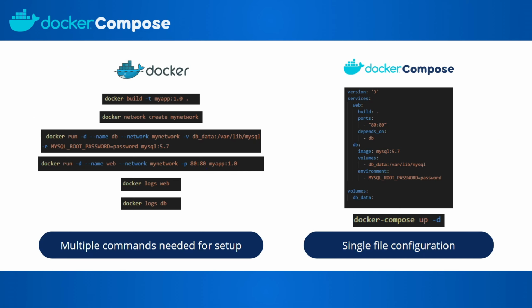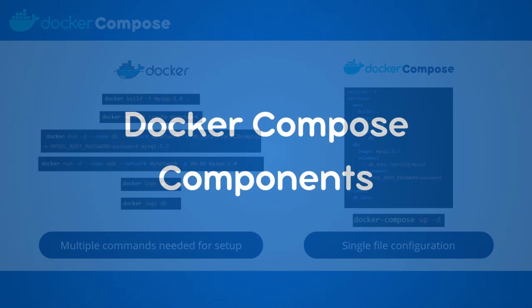While with Docker Compose, you define everything in a single YAML file, as you can see on the right. All your services, networks, and volumes are configured in one place, and then you just run a single command, docker compose up, and everything starts according to your configuration.